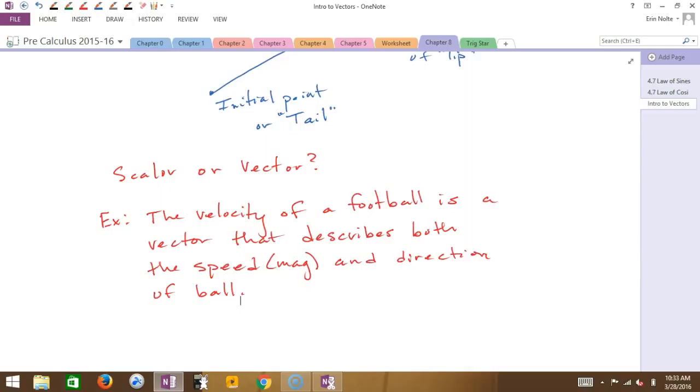Okay, example number 2. Ready? A hiker walking at 25 paces due west. Vector. Okay, that is a vector. We know how fast, and we know exactly which direction. Wait, so what's a scalar? Just a number. One number. Single number. So it's a vector.